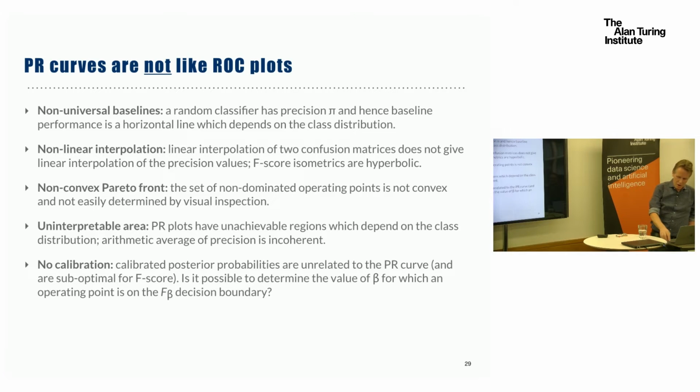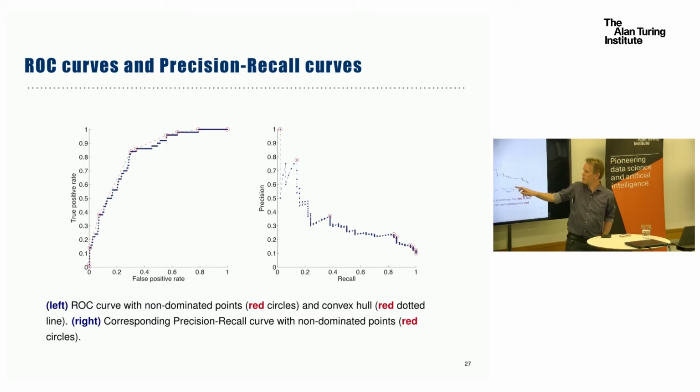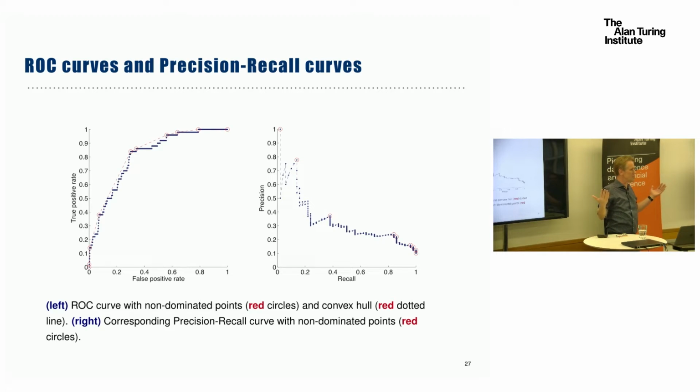For example, going back to here, I didn't indicate that, but there's a non-reachable area here. So there are certain combinations of precision and recall that are unachievable. This point depends on the class distribution, so how far you go down here. Precision at 100% recall is the proportion of positives, which depends on the class distribution, obviously. So if I combine two PR curves with different class distributions, it doesn't mean anything because I'm comparing apples and oranges.